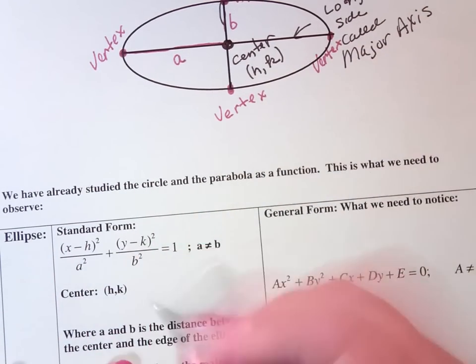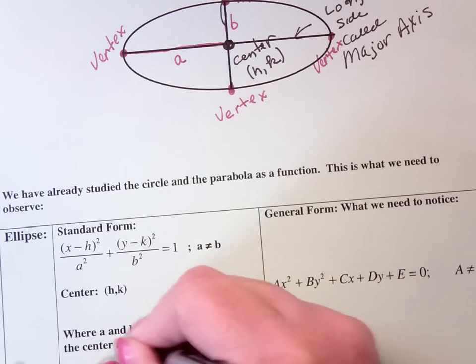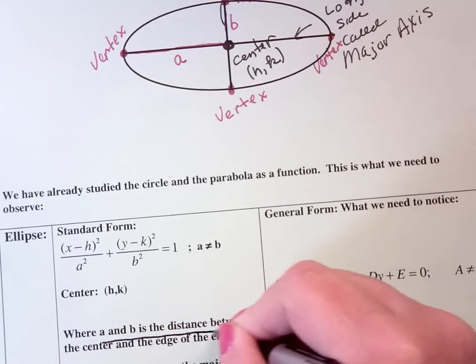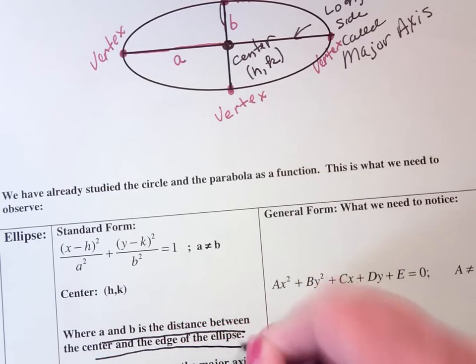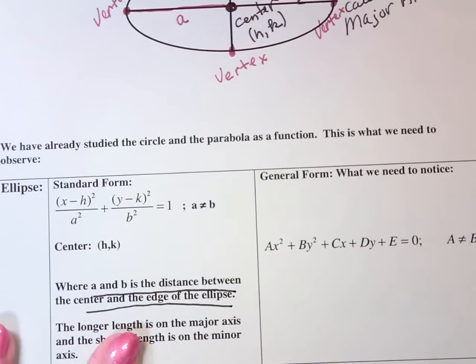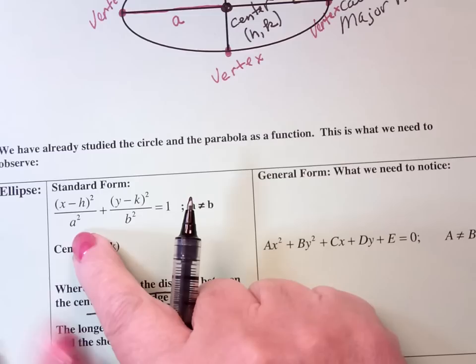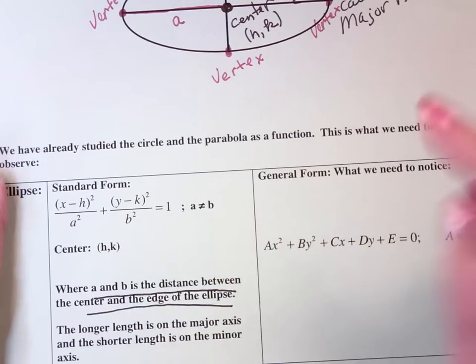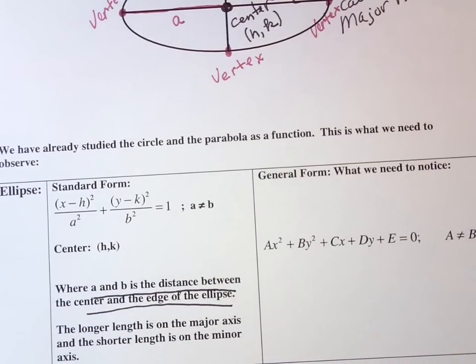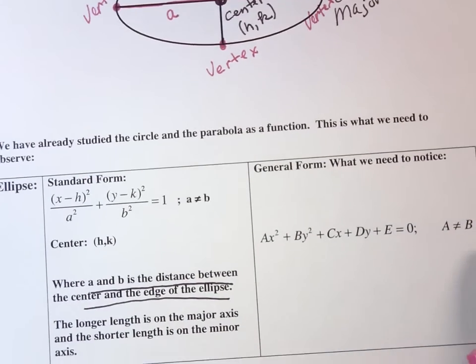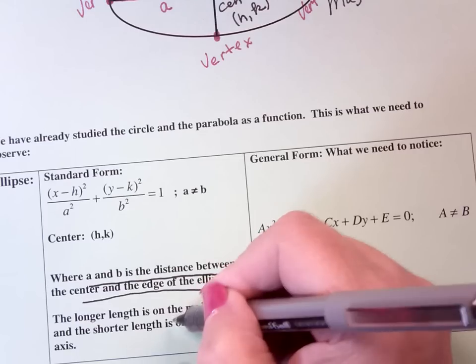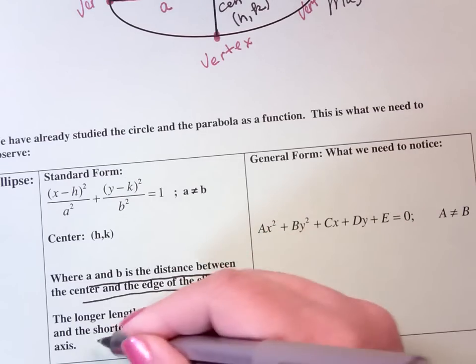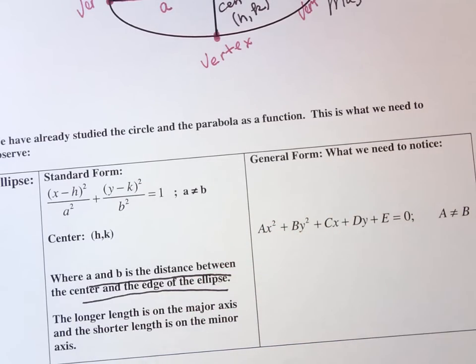Now, what are A and B? A and B is the distance between the center and the edge of the ellipse. So from the center to the edge is A. From the center to the edge is B. I don't care who's bigger or who's smaller, that all takes care of itself. Your book will get into that. They'll switch A and B, I don't care. You don't need it. The longer is the major axis, the shorter is the minor axis.